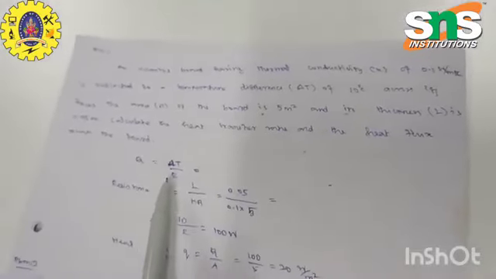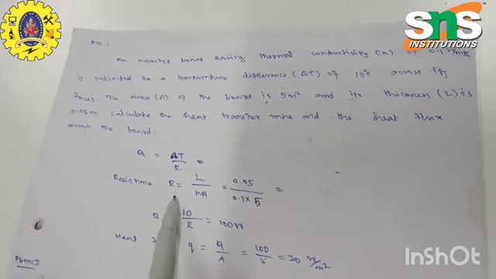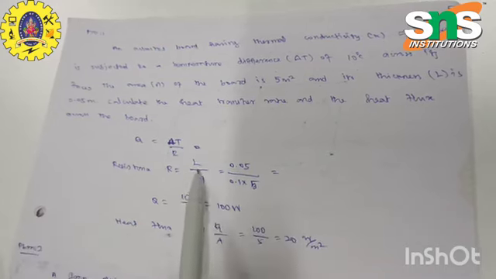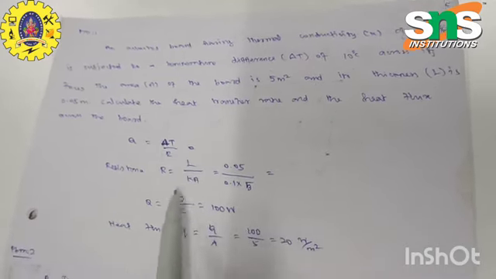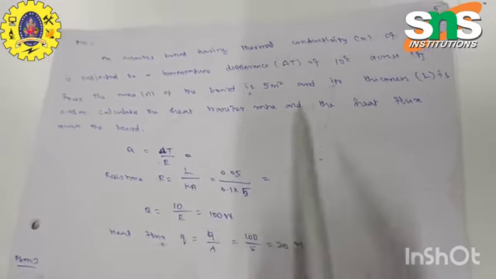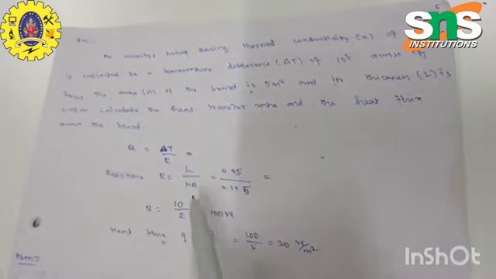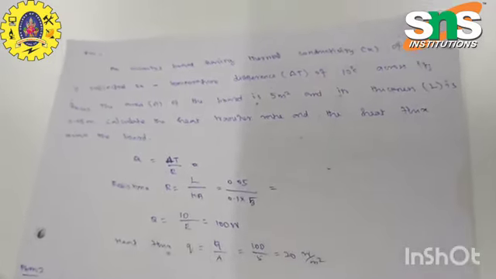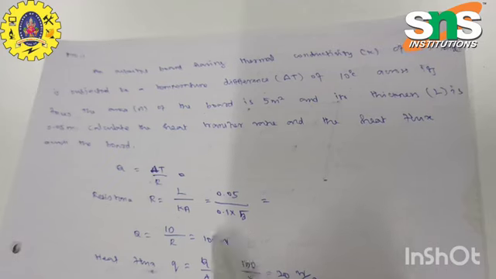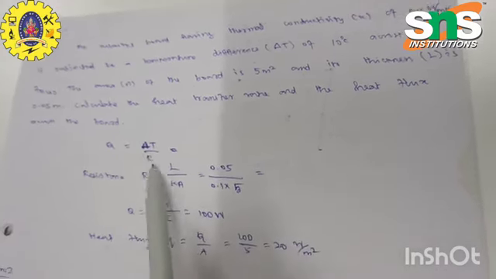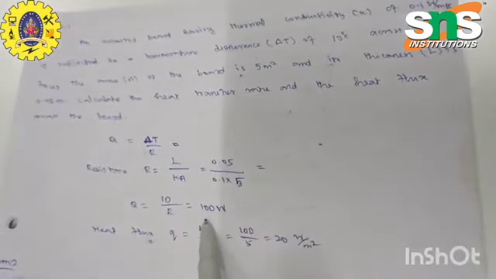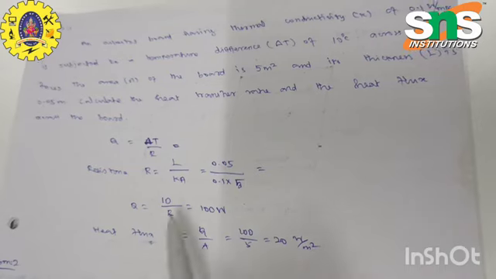So Q is equal to del T by R, and the resistance R is equal to L by KA. Here L is the length, K is the thermal conductivity and A is the area. We substitute all these values from our given data. We know that Q is equal to 10 by R. Substituting the value of R and del T, which is 10, finally the heat transfer rate Q is equal to 100 watt.